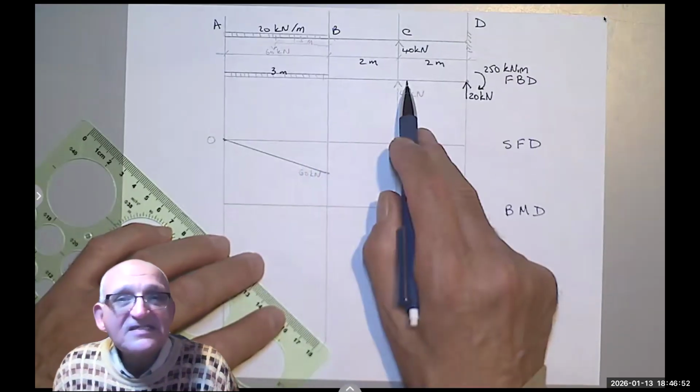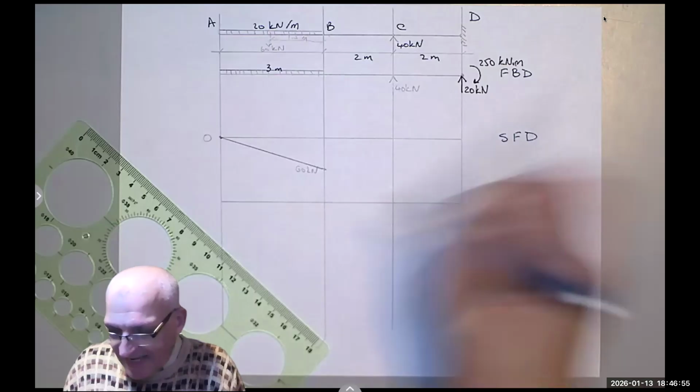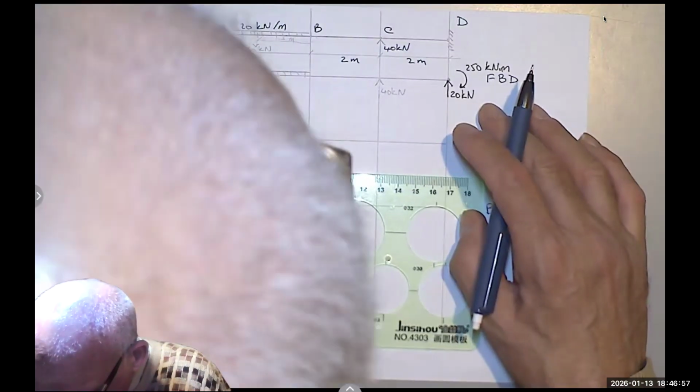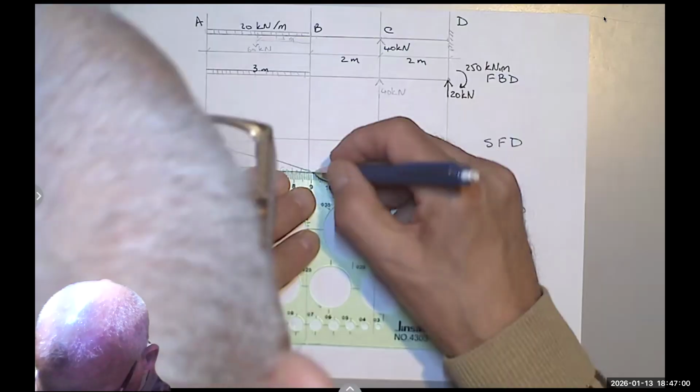From B to C, there is nothing. So I'm not adding to the integral. The integral stays 60, right? I'm not adding anything to it.